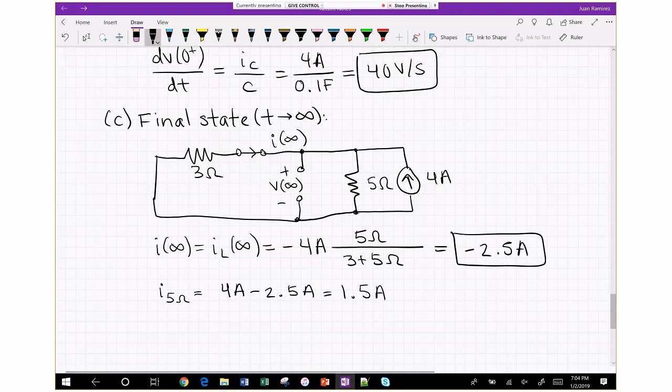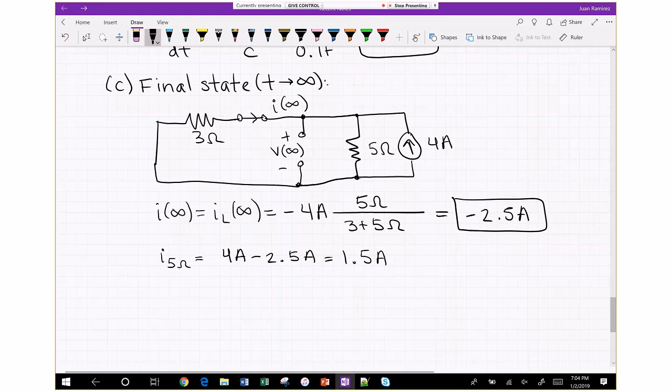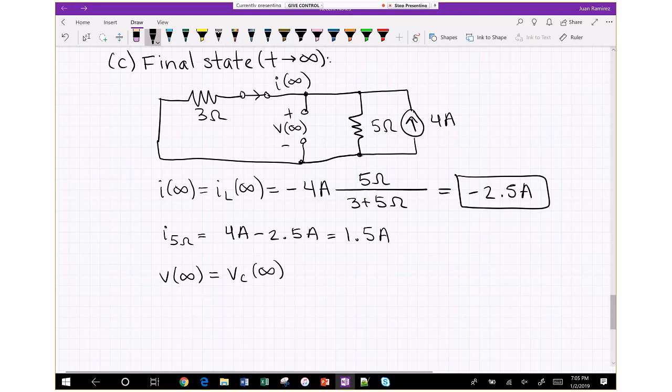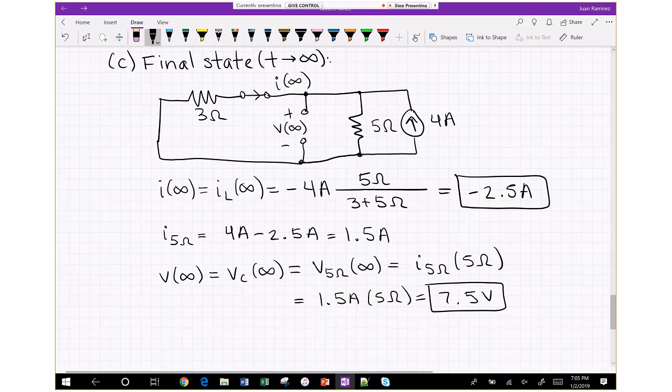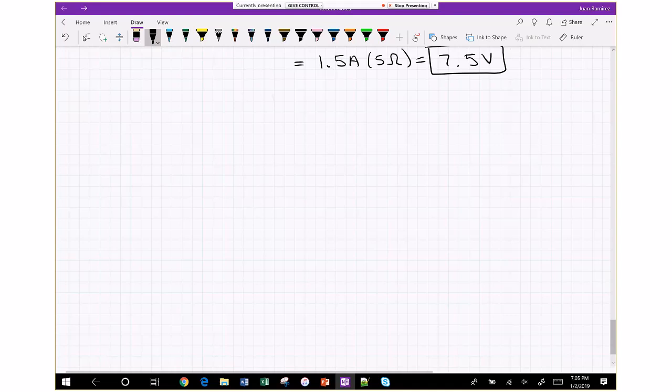And the voltage across that capacitor, that open circuit voltage, is also the voltage across a 5 ohm resistor. And we know this because they're in parallel. So I'm going to say voltage across the 5 ohm resistor is equal to the current through the 5 ohm resistor times 5 ohms. And that's equal to 7.5 volts. Okay. That's example two. We're going to do one more example.